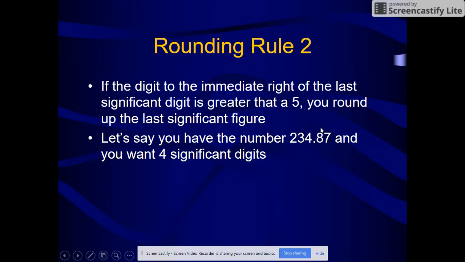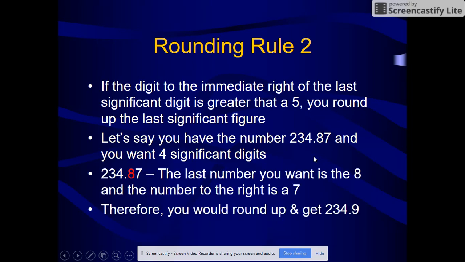So they want the number to stop at the 8 point. But that 7 is strong. So that 7 gives all its power to the 8. The 8 becomes a 9, and the 7 dies, okay, because it gave all its power away. So your last number would be 234.9.